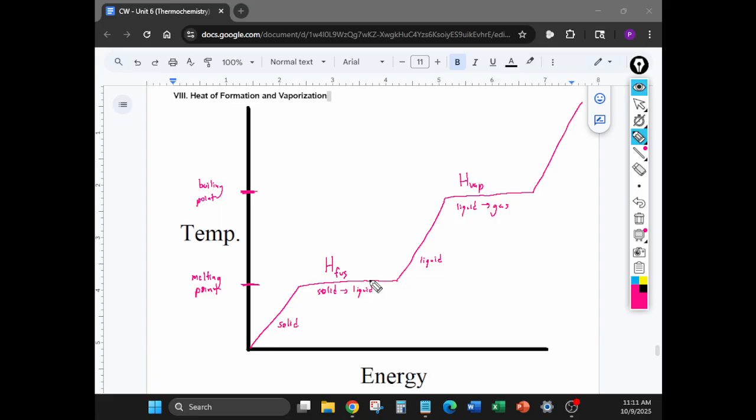So this is what the temperature energy coordinate looks like. Again, as you put energy in, temperature goes up until the energy starts being used to melt it. Temperature goes up as a liquid, and then all the energy is being used to boil it. And then once it's fully boiled, the gas can go up in temperature.